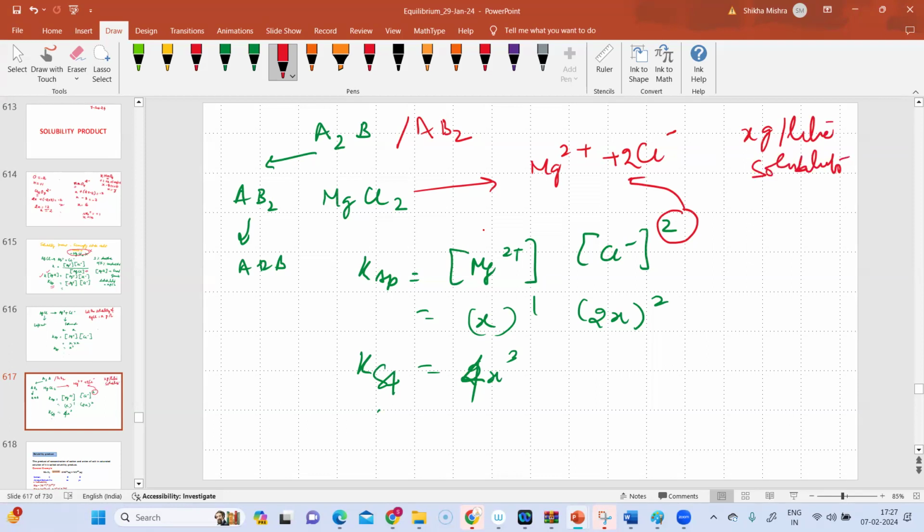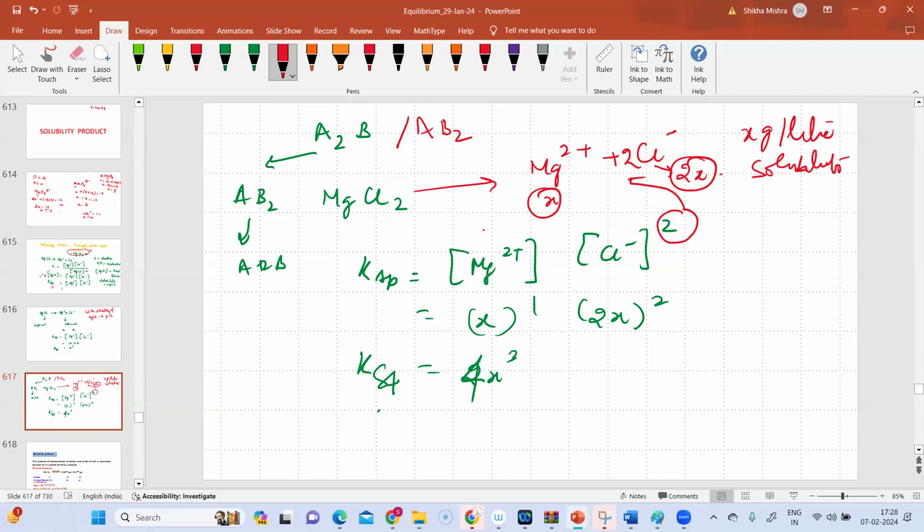that means how much magnesium will be formed? That will be X. And how much chloride? That will be 2X. Now, if you substitute the values here, you will get Ksp equal to 4x cube, right? If somebody asks for what will be x, you can do the mathematical operations to find the answer.